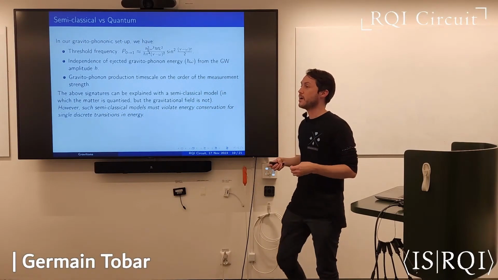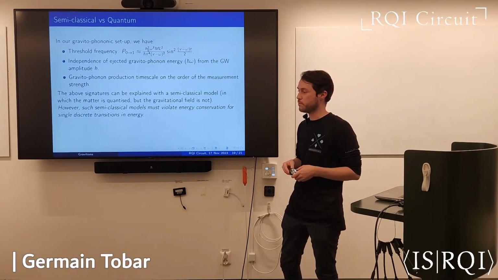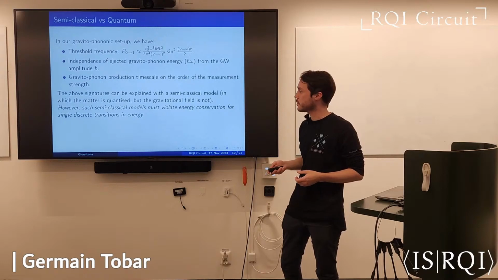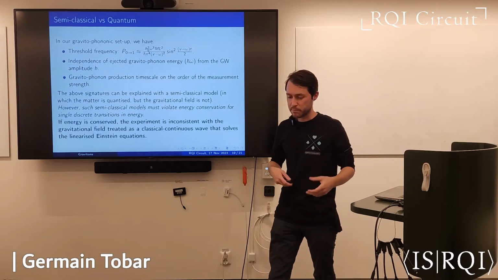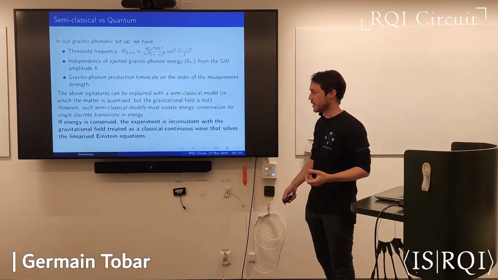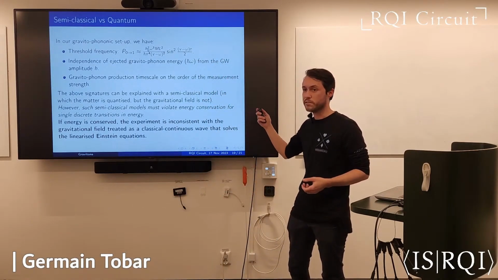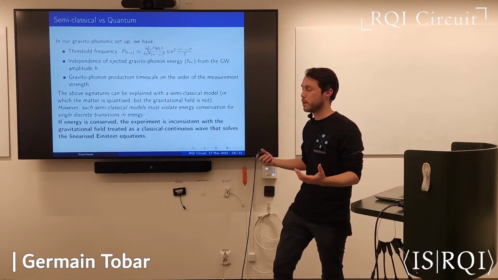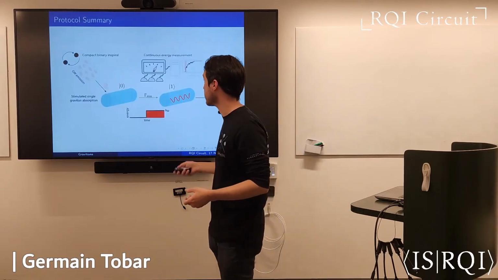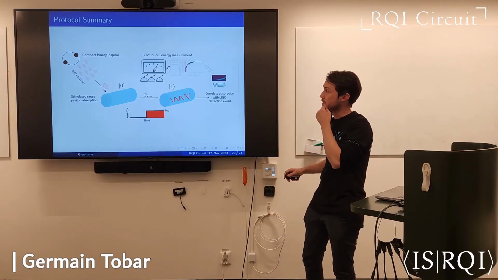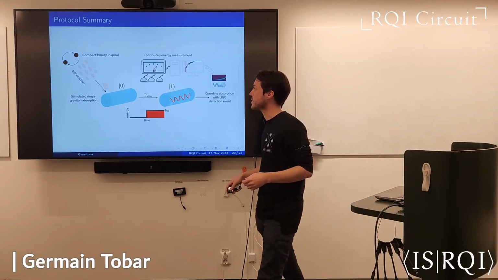But in order to account for the photoelectric observations, if you maintain that description, you have to give up energy conservation to explain the result of this experiment. So therefore, if you make the assumption that energy is conserved, the experiment is inconsistent with the gravitational field treated as a classical continuous wave that solves the linearized Einstein equations. So if you make the assumption of energy conservation, the experiment provides some weak evidence for the existence of gravitons.